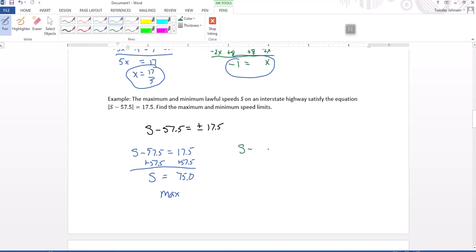Similarly, we have s minus 57.5 equals negative 17.5. So easy to forget those negatives. I had to cram it in there. Plus 57.5 on both sides. And we end up with s equals 57.5 minus 17.5. This is 40 miles per hour minimum.